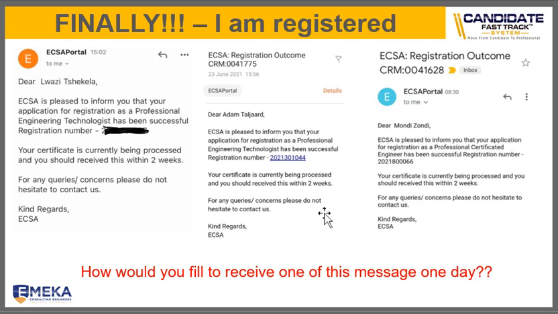Also, the same thing, the feeling when he sent me this, the feeling that he had, it was overwhelming. Monthly, also the registered certificated engineer, he was very excited. So just imagine how would you feel to receive one of these messages one day from ECSA.